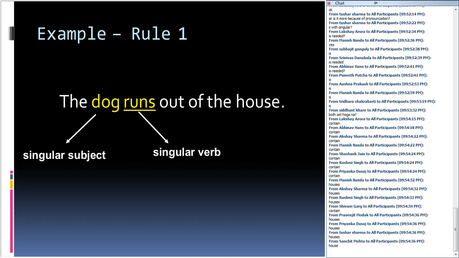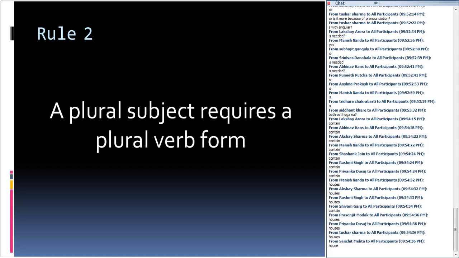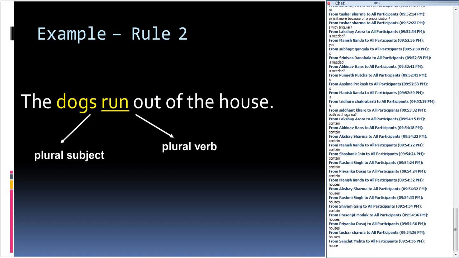Rule number 2 states that a plural subject will require a plural verb form. So if you say the dogs, then you use the word run and not runs. The dogs run out of the house. Rule number 2.